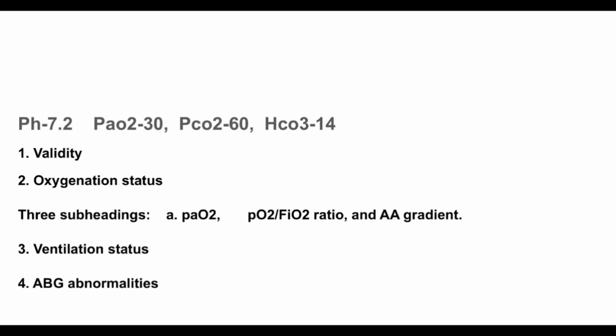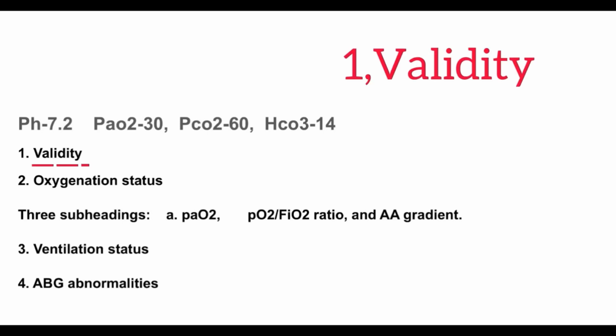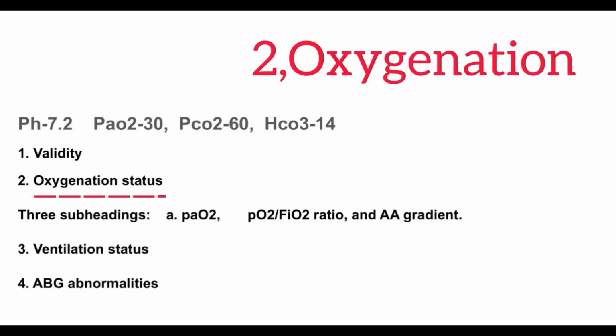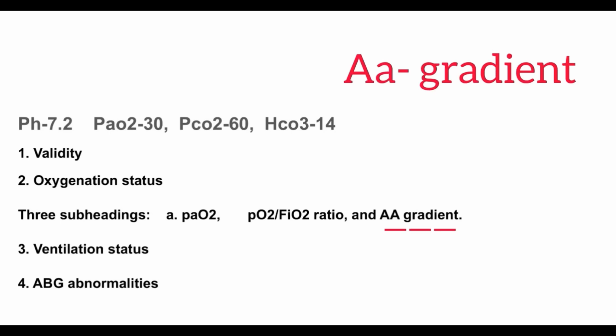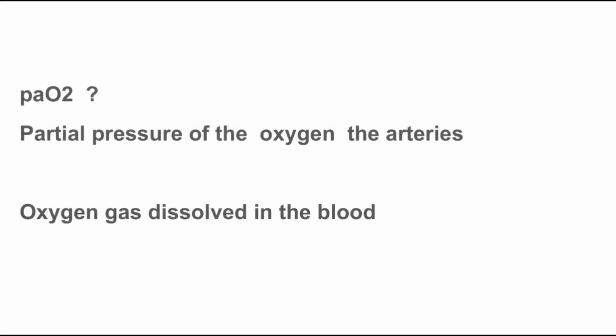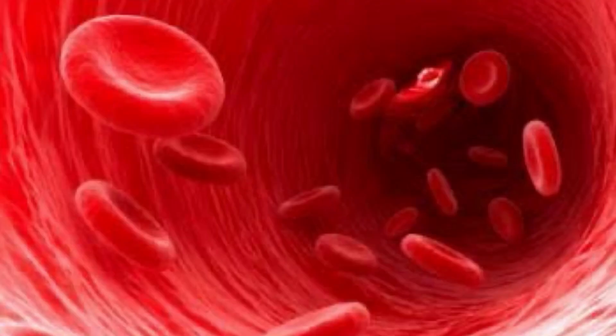In ABG, first talk about validity. The second heading should be about oxygenation and its status. So now we will discuss oxygenation status. It has 3 subheadings: PaO2, PO2 by FiO2 ratio and AA gradient. So what is PaO2? It's the partial pressure of oxygen in the arteries. This measures the pressure of oxygen in your blood. It reflects the amount of oxygen gas dissolved in the blood.